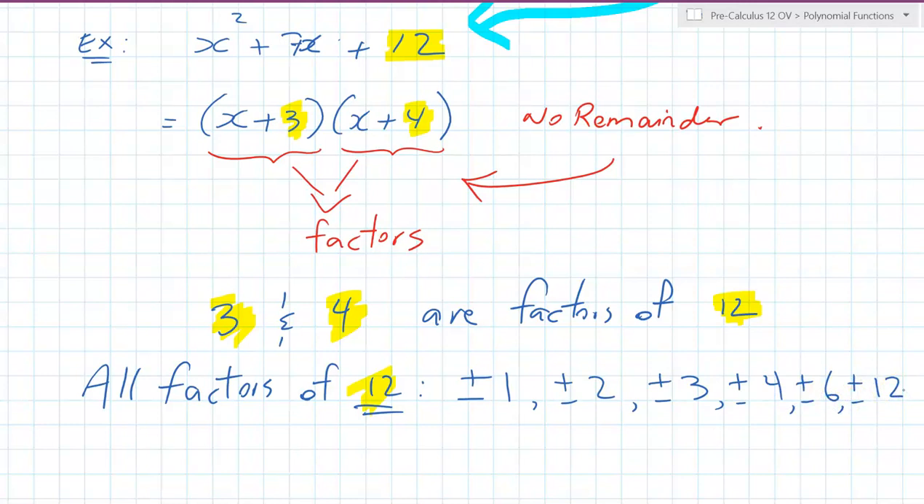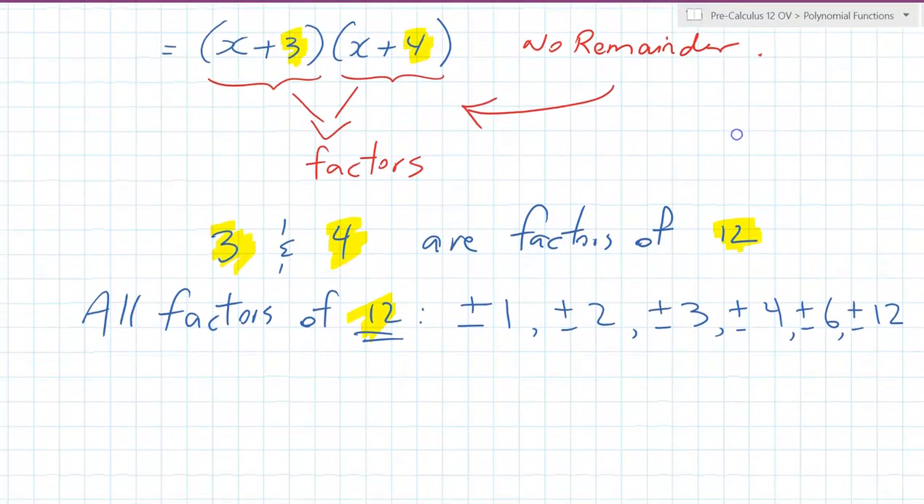Now, if you didn't know that 3 and 4 are the factors, then you had to go through each of these possible values of a, use the remainder theorem, and make sure that the remainder becomes 0. And if it is 0, therefore you can say that's a factor. So that's what you have to do. Let's go ahead and do another example, and then we'll see.